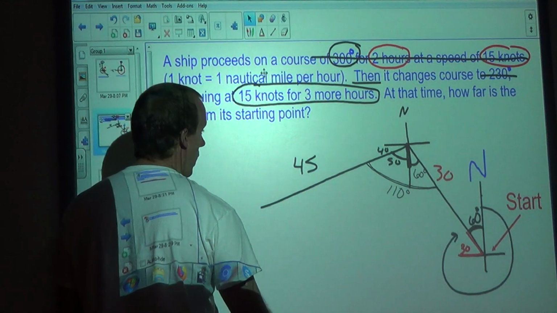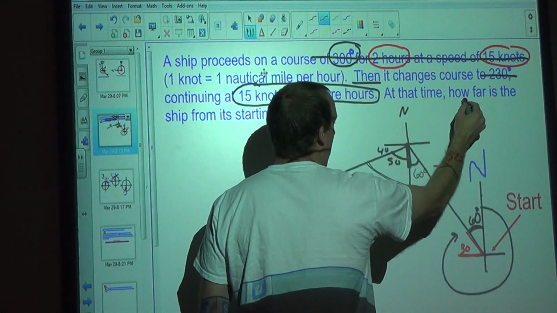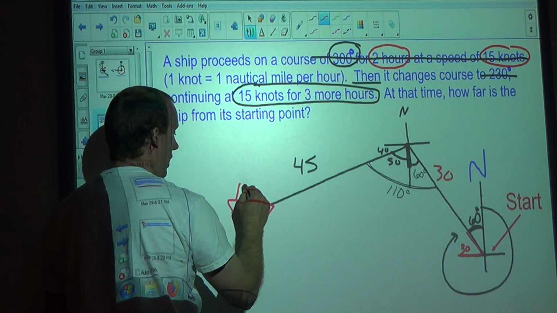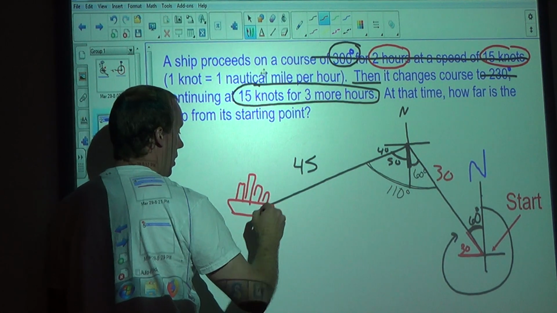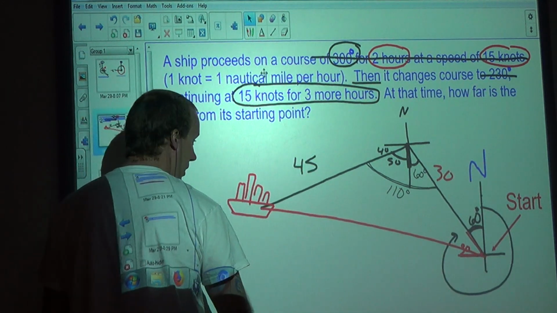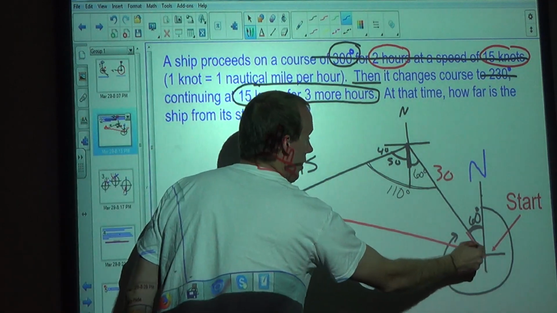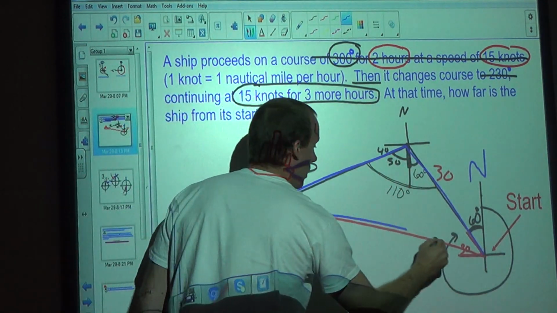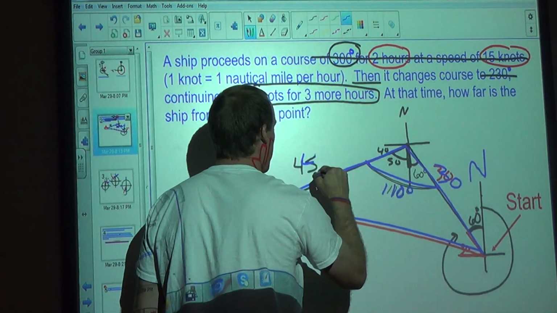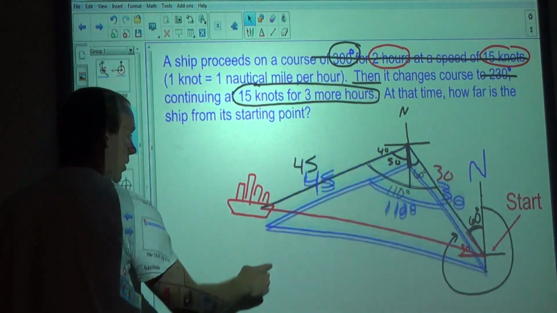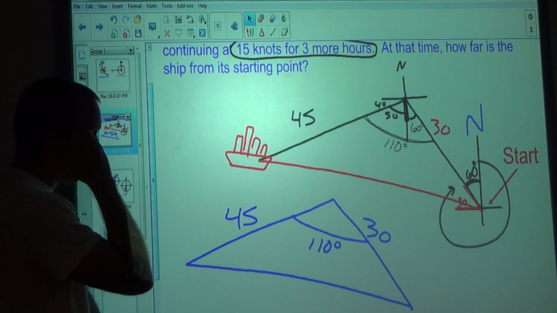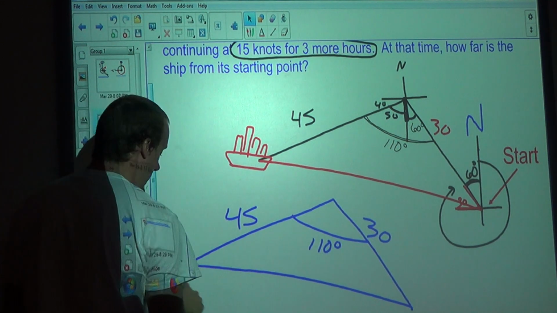And then what's the question asking for? At that time, how far is the ship from the starting point? So the ship's out here. Okay, we've got the Titanic. What shape is that right there? We've got a triangle. Things I know is this is 110 degrees, this is 30, this is 45. Can I now look at the triangle? You may want to redraw it, that might make it easier for you. I want to know this side here.